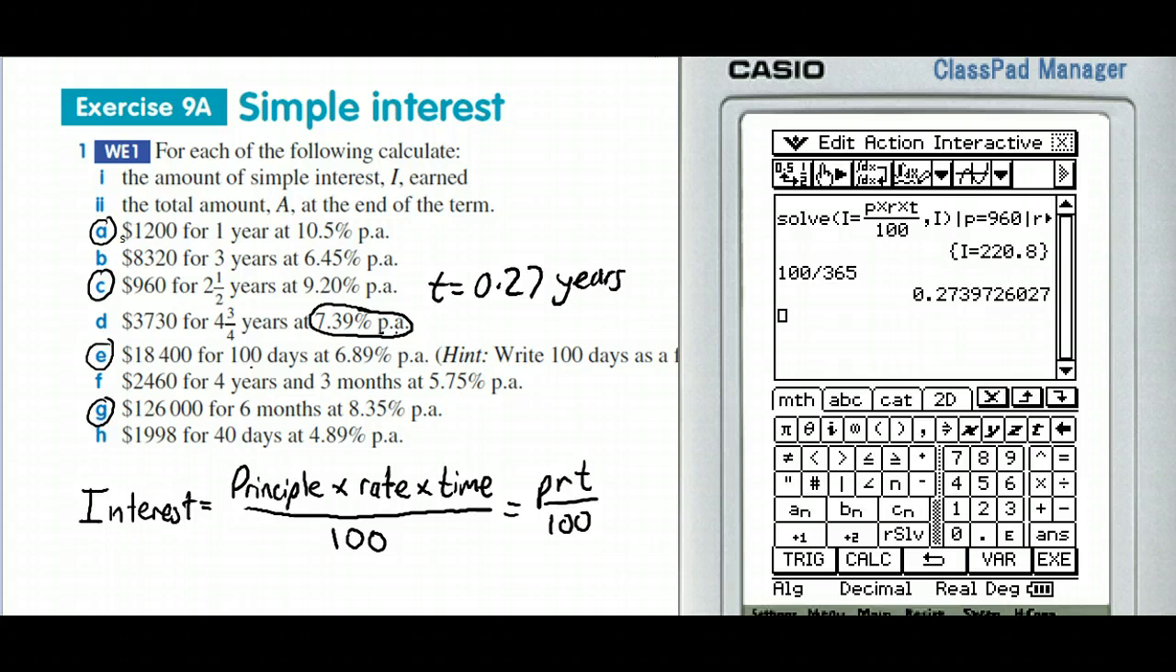Okay, so now we can put all our information into the calculator as before. This time P is 18,400. The rate of interest is 6.89%.